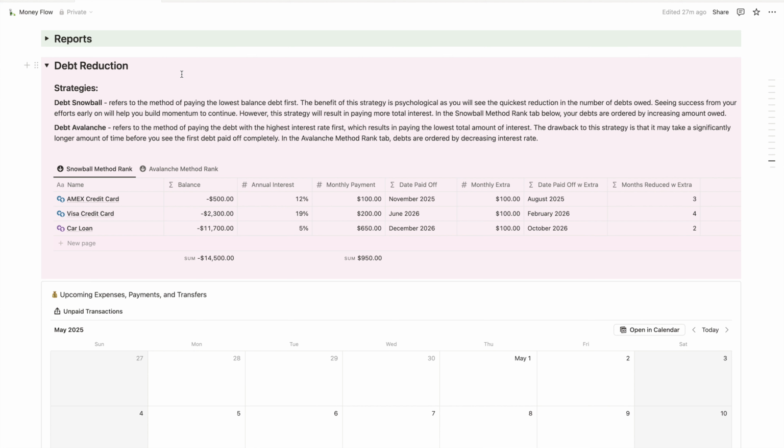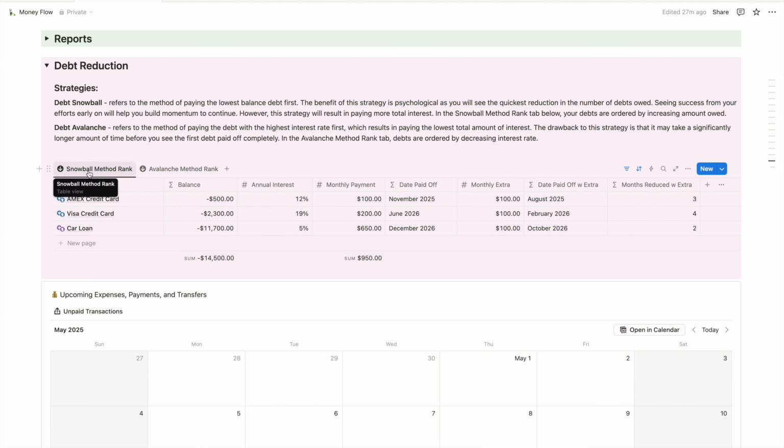This last section on debt reduction is a place where you can explore different debt payoff strategies with different amounts. The properties you see here are on the actual accounts, but they're only used for these calculations. They don't affect the account balances or any payment transactions you make on the accounts.